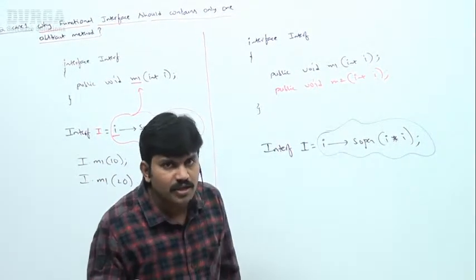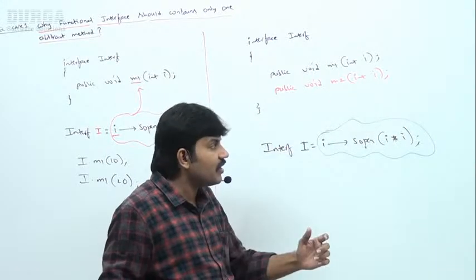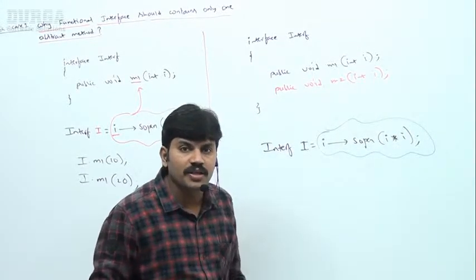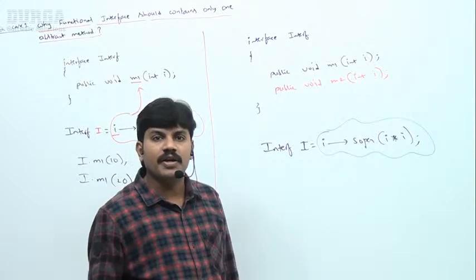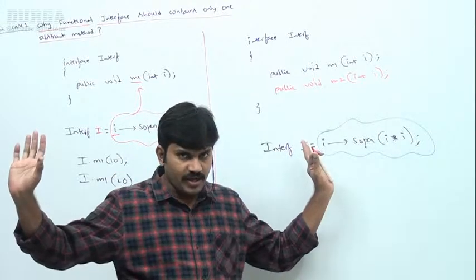Then the compiler is not in a position to identify whether this is the implementation of the m1 method or the implementation of the m2 method. The compiler is unable to identify. Are you getting it? The total lambda expression concept is going to fail. That's why, are you able to understand?